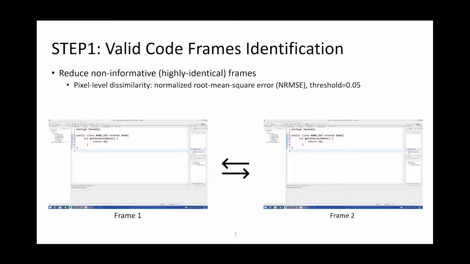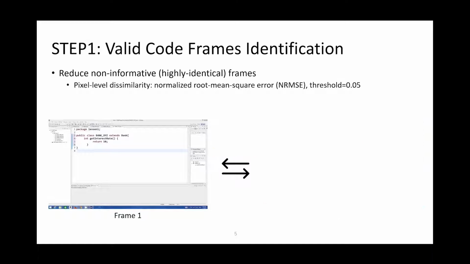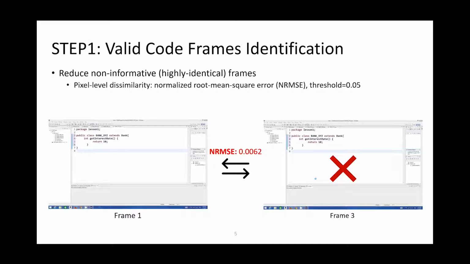Since most of the consecutive frames from the programming screencast are nearly the same, and these highly identical frames are of no use for further analysis, we first remove such non-informative frames by measuring the pixel-level dissimilarity using normalized root mean square error. Here, we set the threshold to 0.05. For example, here, frame 2 and frame 3 will be removed because they don't satisfy the threshold, which suggests that they are too similar to the frame 1, while frame 4 will be retained because it contains enough new information.